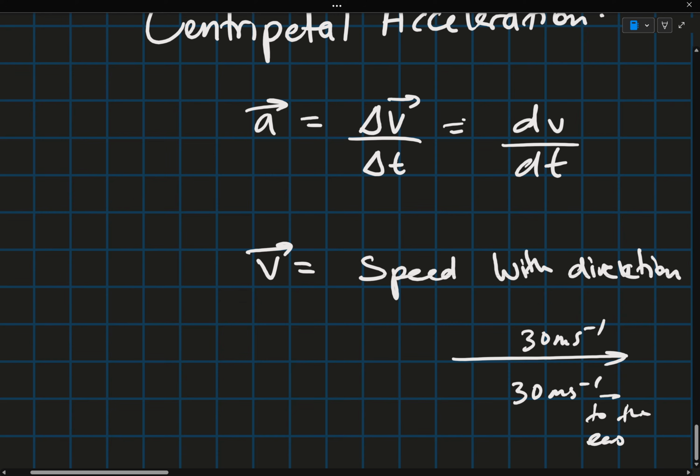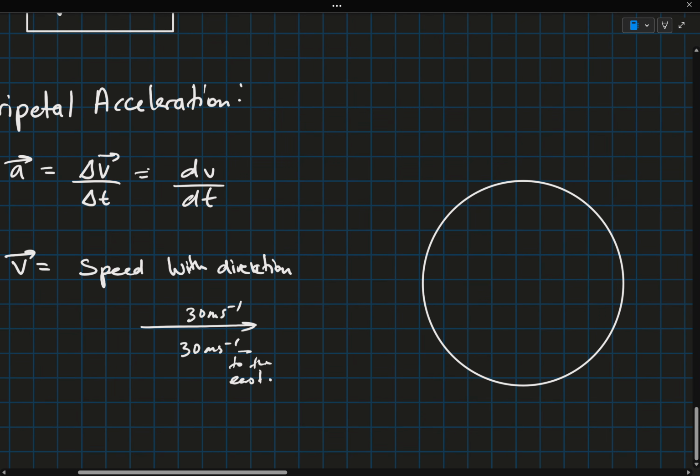So let's look at this now. If an object is moving along a circular path, at different points, let's say at 0 seconds, the object is going in this way. At 1 second, the object is going in that way. At 2 seconds, the object is going that way. And at 3 seconds, the object is now going that way. So we're changing the direction of the object as we move along the circular path.